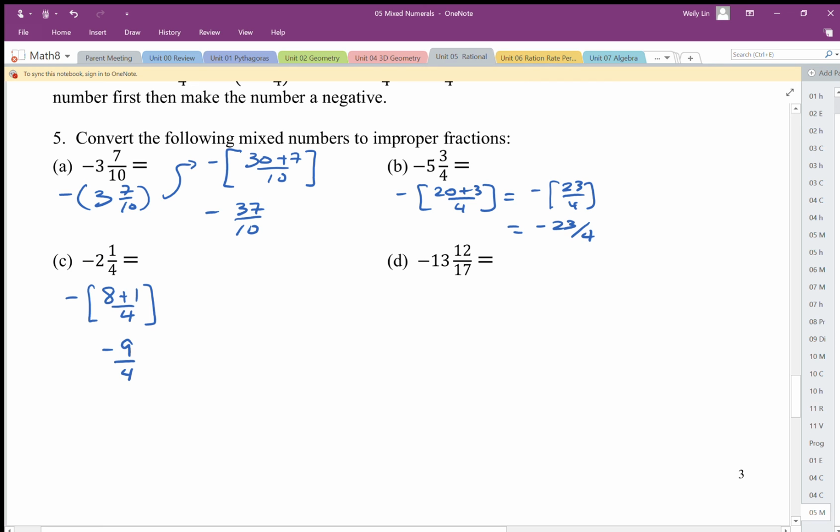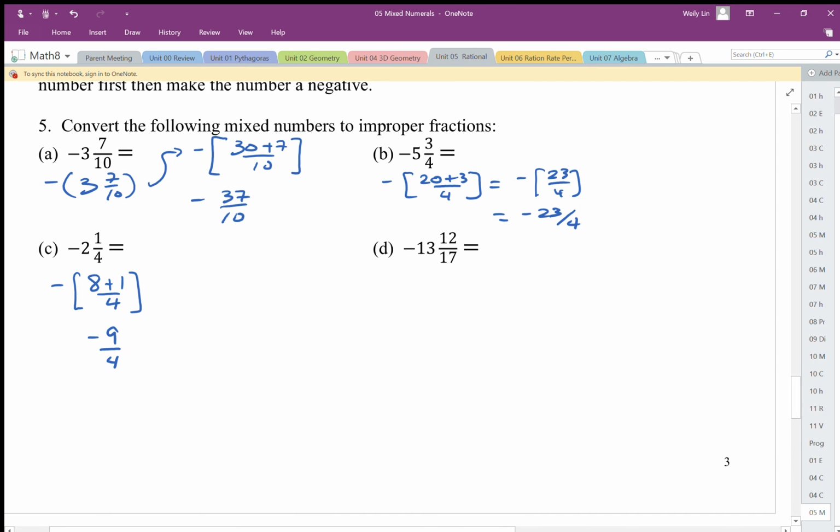So 13 times 17, I can't do that in my head, so I'm going to do 51 plus 170. We're going to end up with 221. So this is going to be negative of 221 plus 12 all over 17. Okay, so this becomes negative, when I add that together, 233 over 17. And the negative could be at the front.